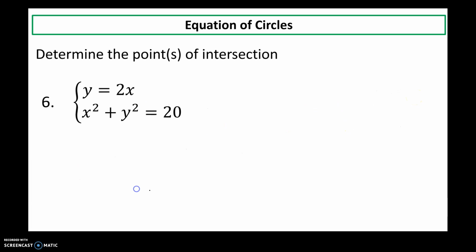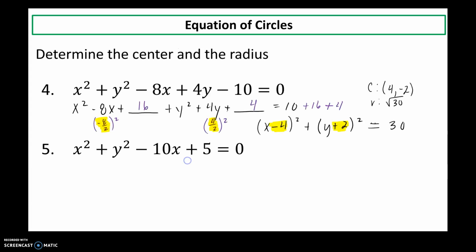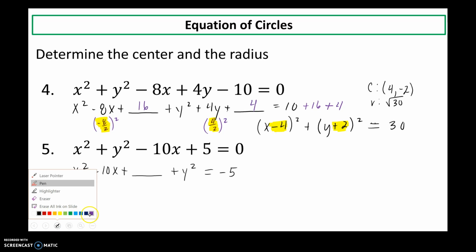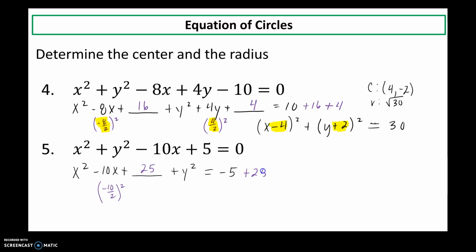All right, number 5. Collect the x terms, x squared minus 10x, and then I'm going to complete the square. Y squared, there's no other y term, so that's finished. And then I'm going to subtract 5 from both sides of the equation. All right, so I take half of b and square it. Negative 5 squared is 25. I have to add 25 to the right-hand side to keep balance.